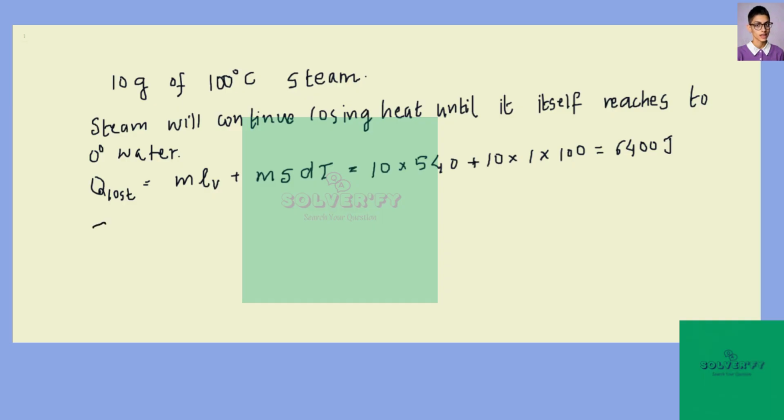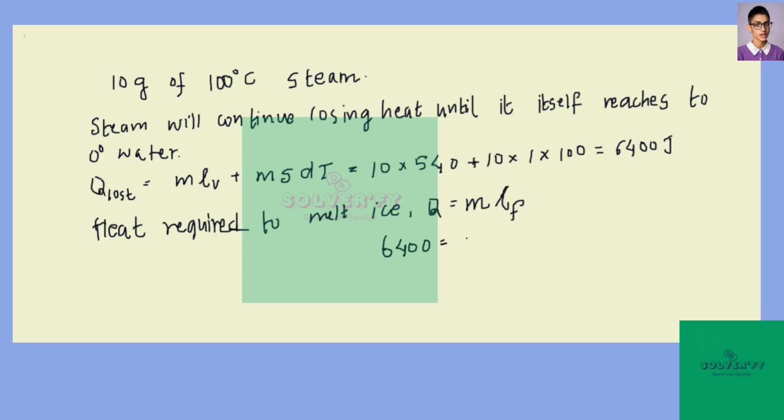Now to melt ice, the heat required to melt the ice, Q, is in fact mass of ice into latent heat of fusion. Right, now the Q that we have available is 6400, and that is equal to mass into latent heat of fusion, which is 80 calorie per gram. So this gives me mass is equal to 80 grams.